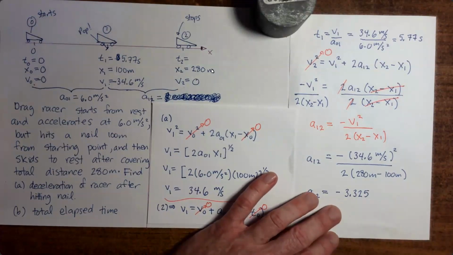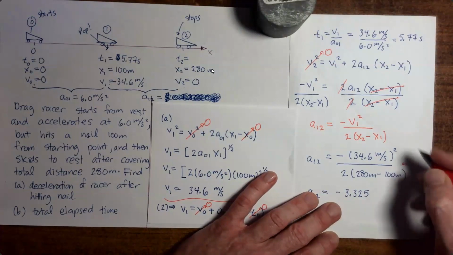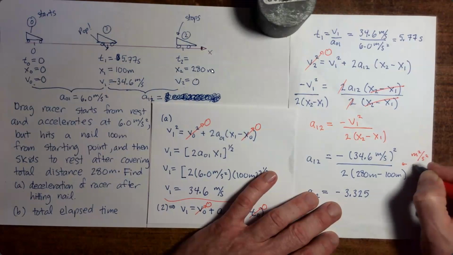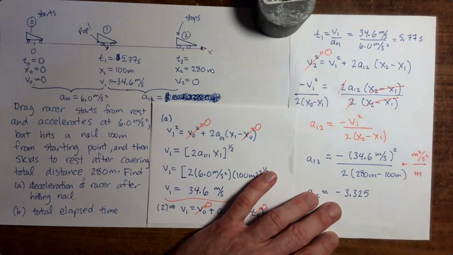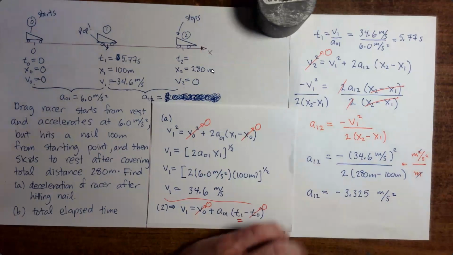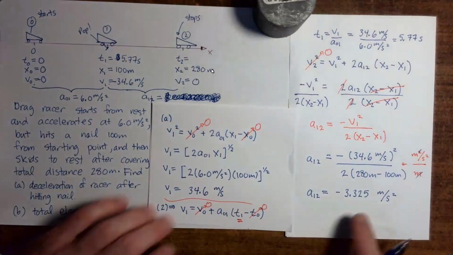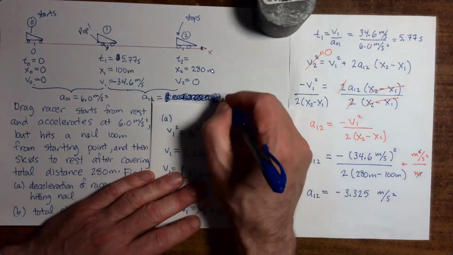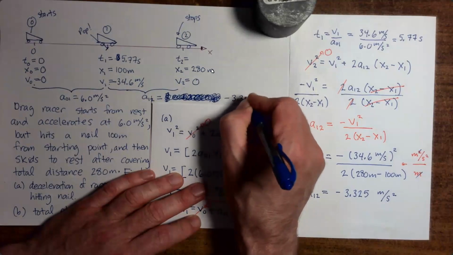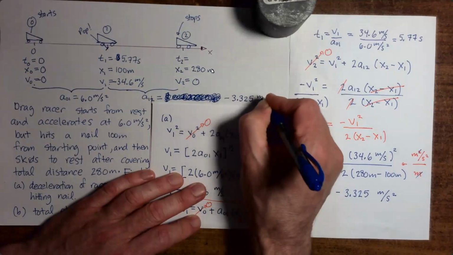Now, as far as the unit, let's look at the units here. In the numerator, we have meters squared over seconds squared. In the denominator, meters. So meters squared over meters gives us just meters. And we get as our unit meters per second squared, as we would expect for an acceleration. So that is part A. Let me go into the figure and put that in. So I have A12 equals minus 3.325 meters per second squared.